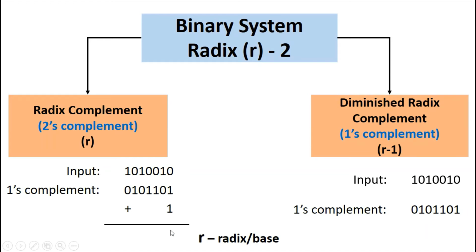Here 1 plus 1 is 0 with carry 1. That carry 1 will appear over here, and then the rest of the number will appear as it is. So this 2's complement, or the radix complement, of the input number 1 0 1 0 0 1 0 will be 0 1 0 1 1 1 0. This is a typical example of a binary system and how to obtain the diminished radix as well as the radix complement. Now we will see the other number systems such as decimal and octal, decimal and hexadecimal.